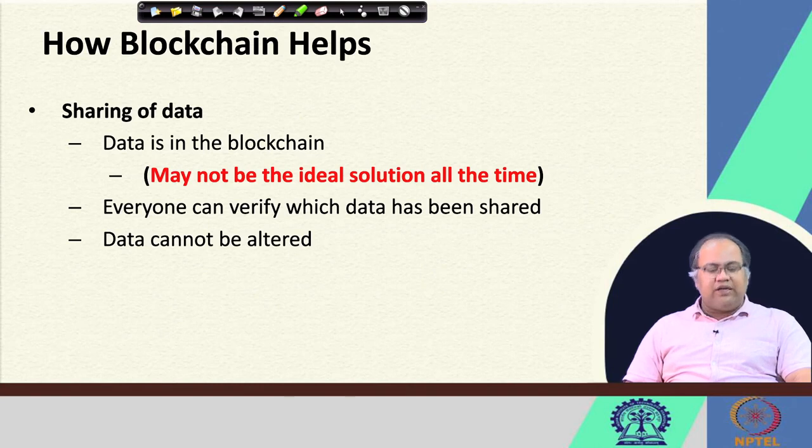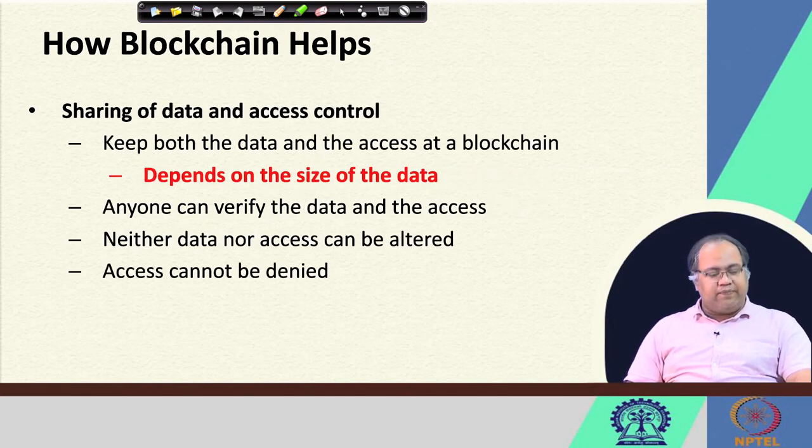Now, the question comes when sharing data. You can put the data in the blockchain. Putting the data directly on the blockchain, as I mentioned earlier, might not be the ideal solution all the time, so we need to think of an alternate solution. But if you put the data directly on the blockchain, then it becomes transparent. Everyone can verify which data has been shared, and the data cannot be altered, because you have the data in a blockchain based system. No one would be able to change that data and share it somewhere else.